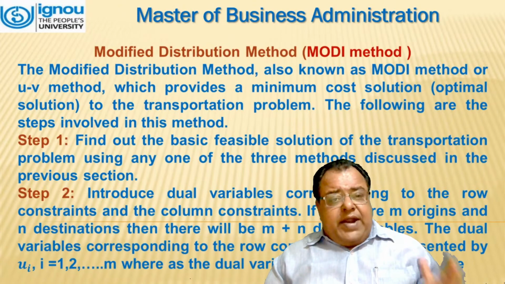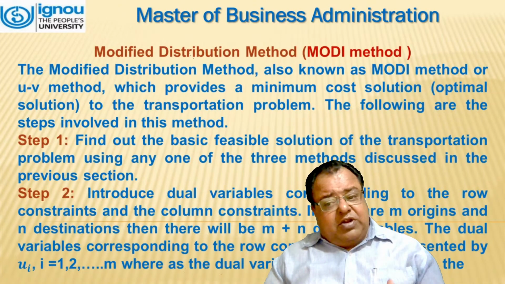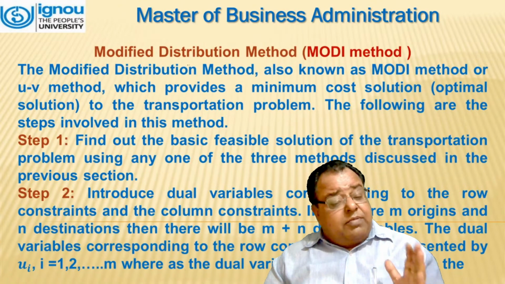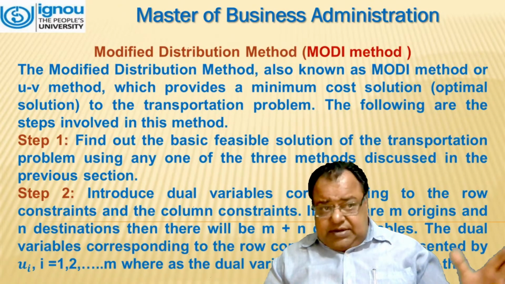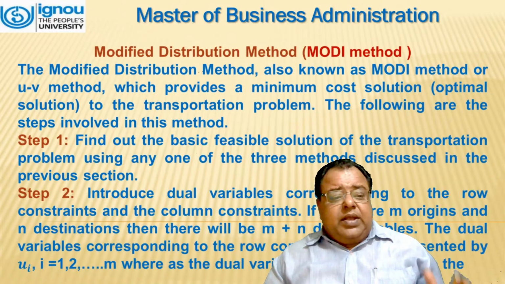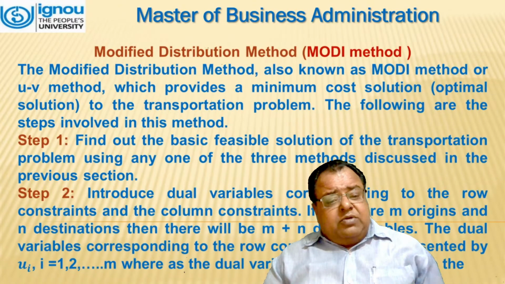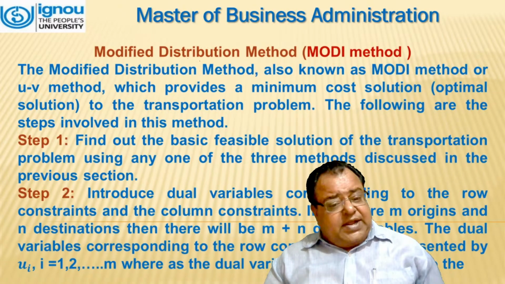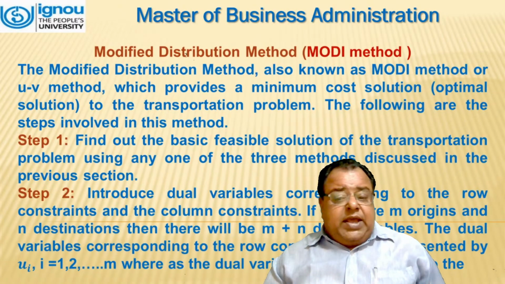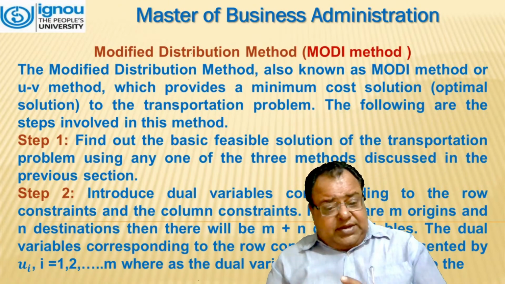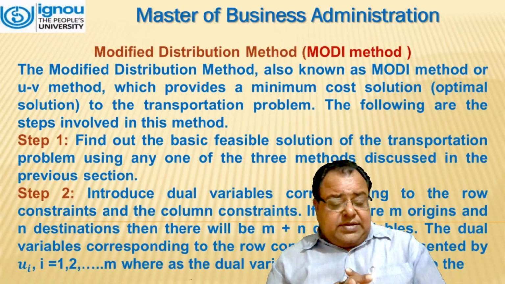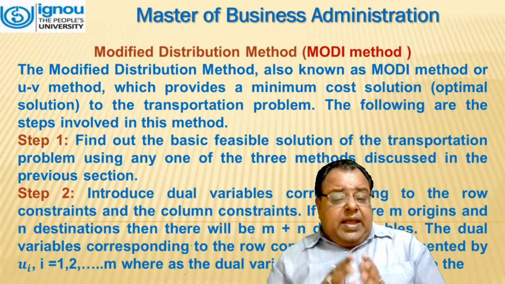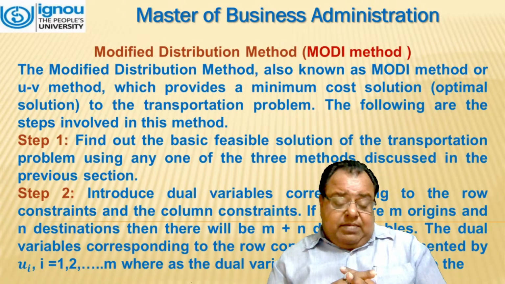Number one, find the basic feasible solution of the transportation problem using any one of the three methods discussed just now. Second step, introduce dual variables corresponding to the row constraints and the column constraints. If there are m origins and n destinations, then there will be m plus n dual variables.